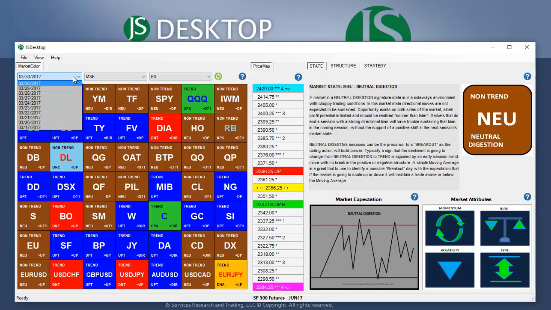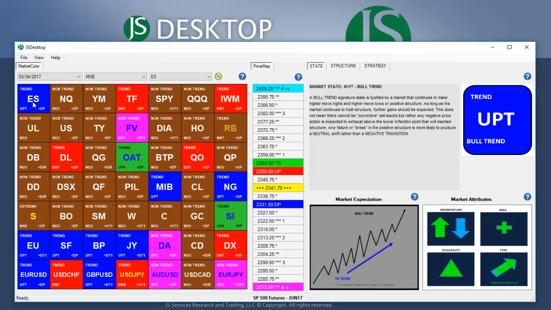Click on this pull down menu if you want to look at historical price maps. So if you want to see what happened the prior Friday, come up, it'll update the grid, and you can see it's showing the analytics for a different date. There are 10 sessions that you can go back to look at.